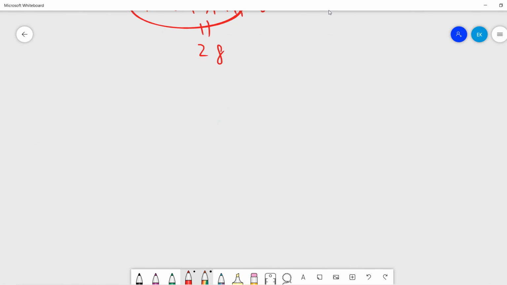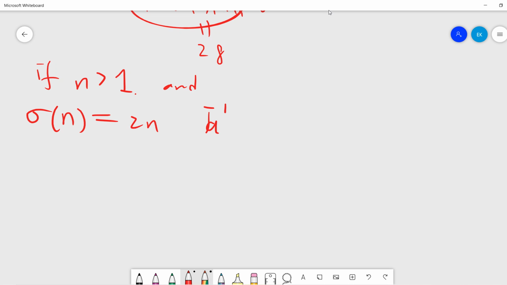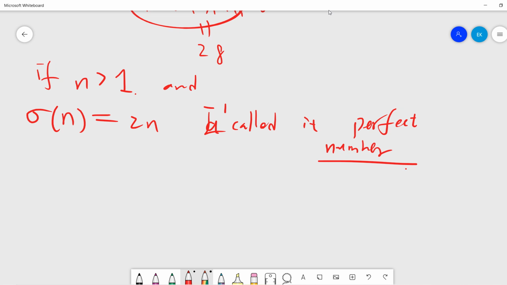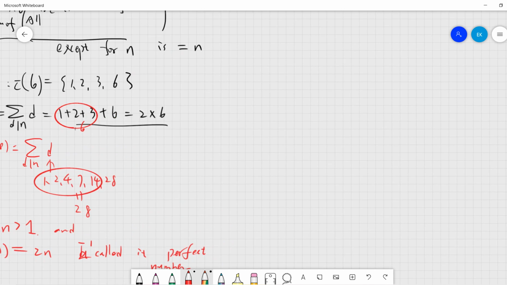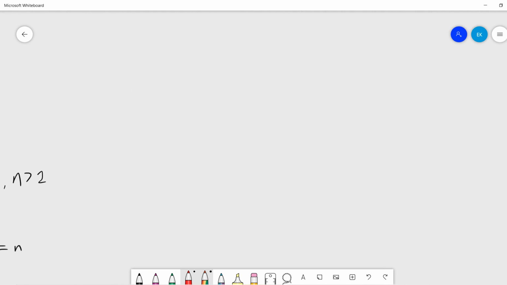Okay, so from this point of view, we can say that if n is larger than 1 and sigma(n) is 2n, then I call it a perfect number. Okay, so that's the definition, and this is basically common sense. Now here comes the point.